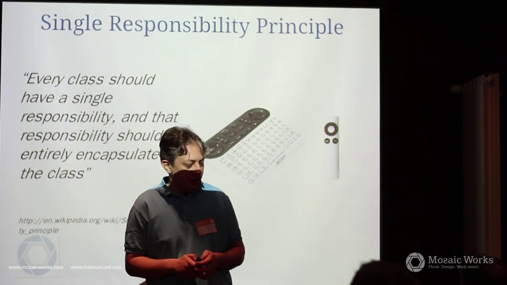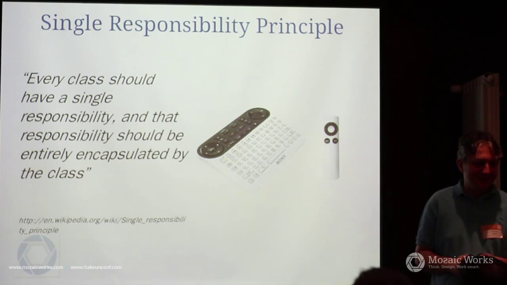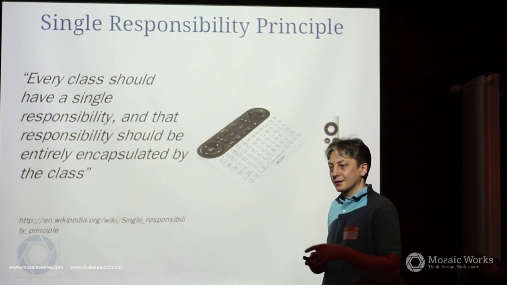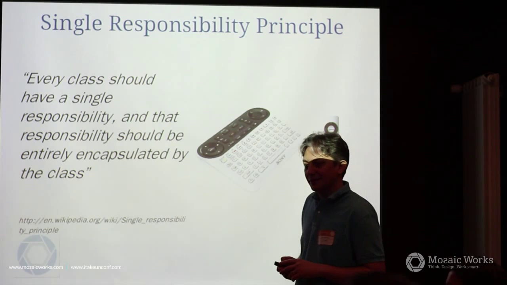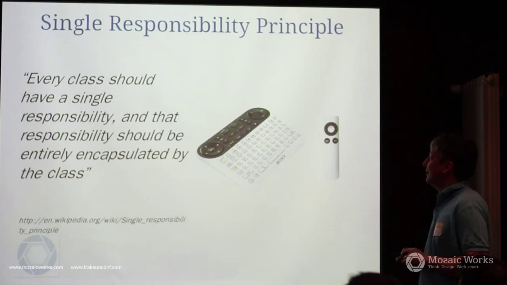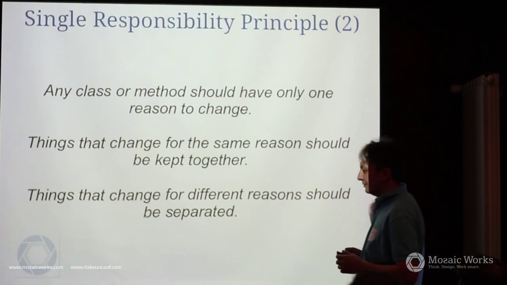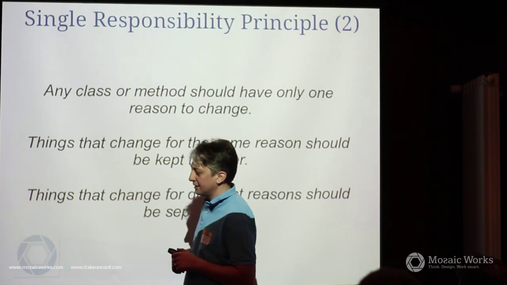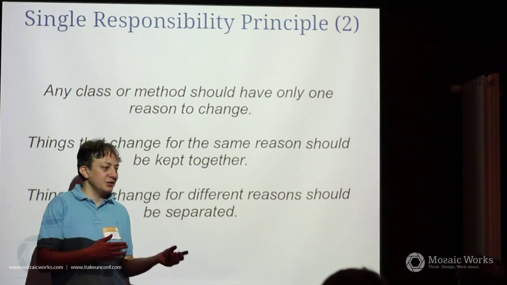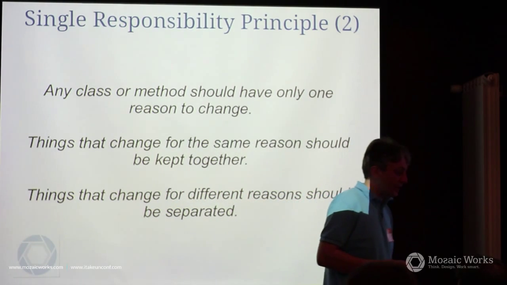Now the first question that developers ask is, what is a responsibility? And what is a class? Another way of stating this principle is that any class or method should have only one reason to change. Or things that change for the same reasons should be in the same place. The others should be separate.